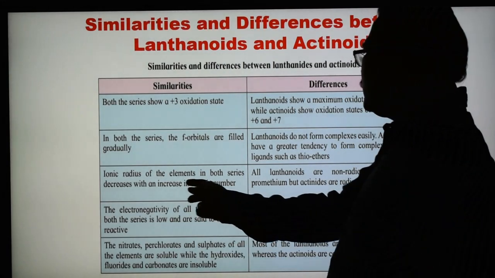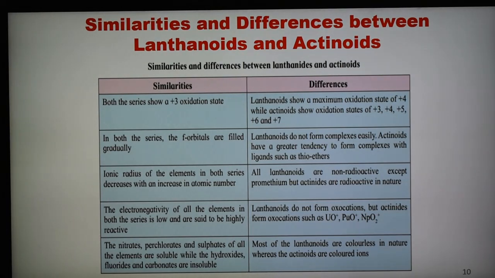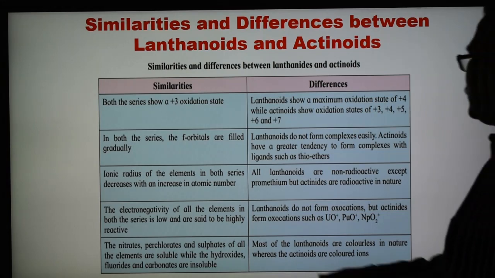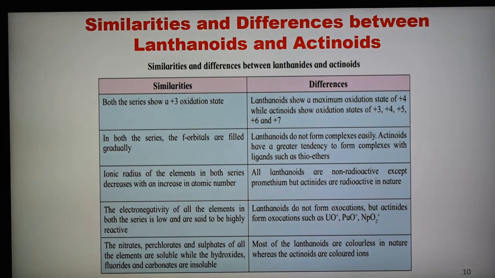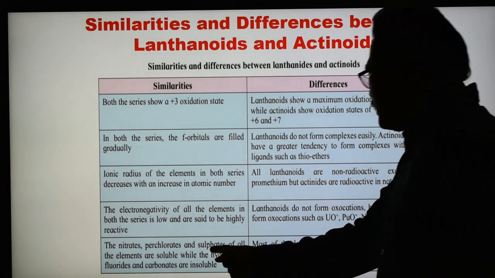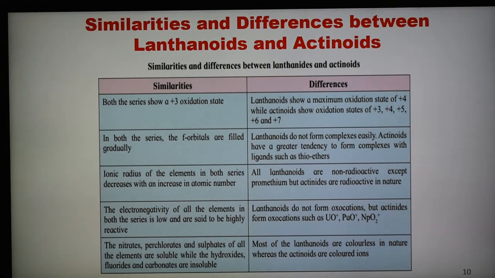Third is ionic radius of the element in both the series decreases with the increase in atomic number. Ionic radius continuously decreases with the increase of atomic number. This is another point of similarity. Number 4 is the electronegativity of all the elements in both the series is low and they are said to be highly reactive. As the electronegativity is low, they are highly reactive. And next similarity point is the nitrate, perchlorate and sulfate of all the elements are soluble, while the hydroxide, fluorides and carbonates are insoluble. So this is the similarity between lanthanides and actinides.